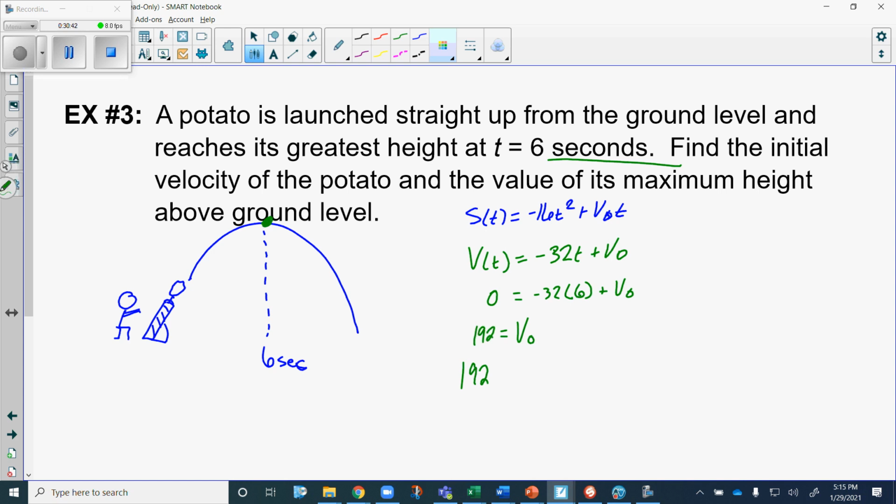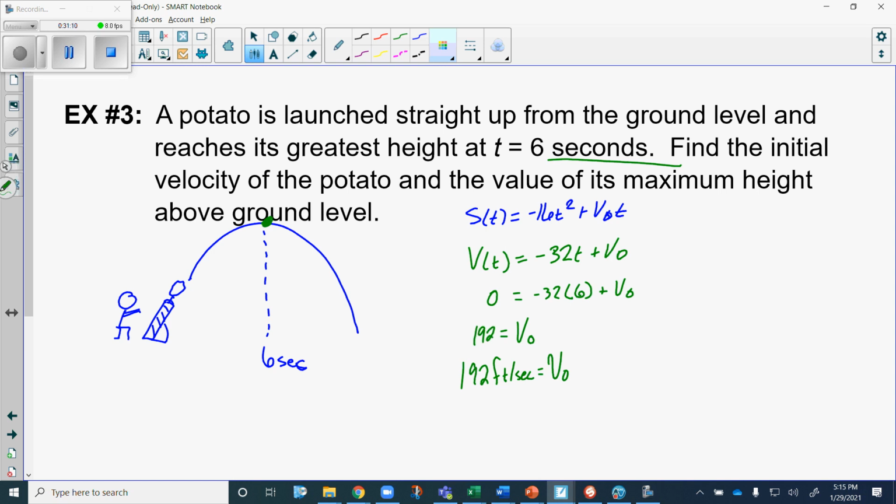Straight up from the ground level, reach its greatest height in 6 seconds. Find the initial velocity and the maximum height. So I don't know, I guess we'll just say feet per second. I know they're not really telling me what the length is, but there's the initial velocity. So find the initial velocity of the potato and the value of its maximum height.